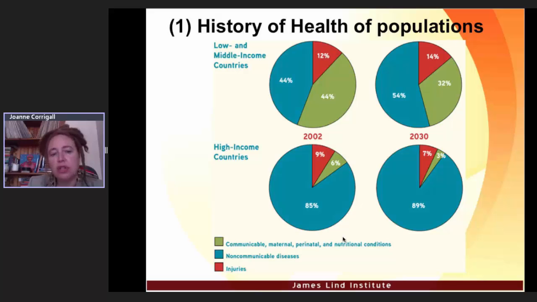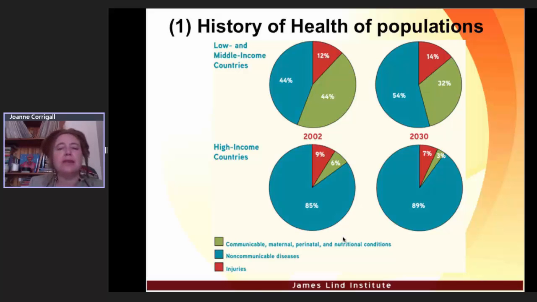Whereas if you look in the same year of 2002, in high-income countries, the main causes of disease there are non-communicable diseases. So that would be your heart diseases, diabetes, stroke, mental illness, that kind of thing. Now if you compare that to 2030, you can see in the low-middle-income countries, as their health services start to improve, as infrastructure starts to improve, we see a slight decline in the communicable and maternal perinatal conditions, and you see a rise in injuries, although it's quite slight, but significantly a rise in cardiovascular diseases and other non-communicable diseases.